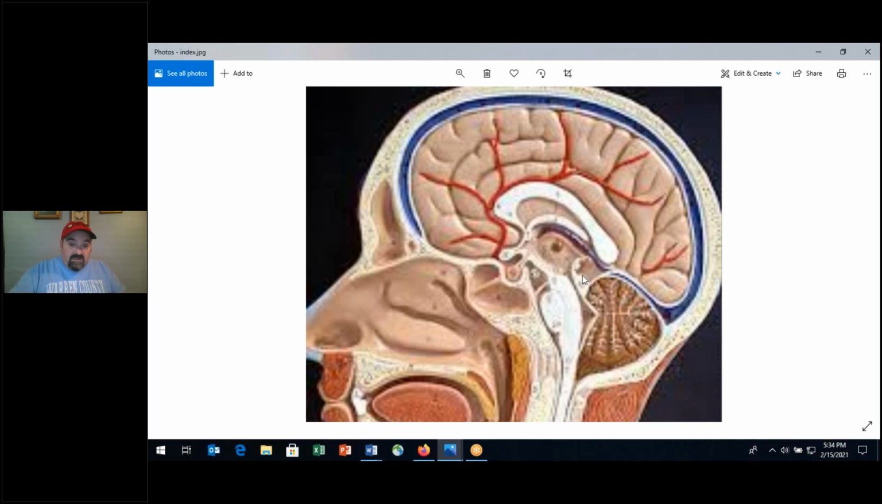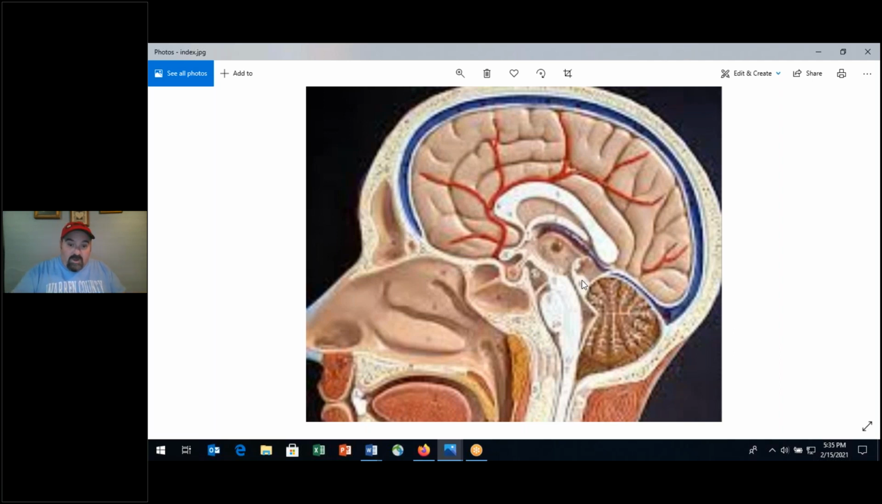Superior colliculi deal with visual input. The inferior colliculi deal with auditory input, okay? And if you hear something on one side of your body, your head will automatically go to that side. That's a part of that inferior colliculus working, okay? Just working with visual and auditory input, okay?